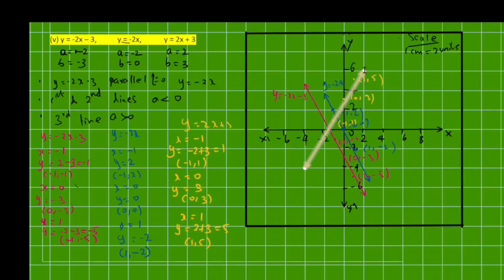The third line is just opposite to the direction of the first two lines. Sorry, in the previous two lines A is negative, now A is positive, two different directions. So the other two belong to the second and fourth quadrant. This one belongs to the first and third quadrant.